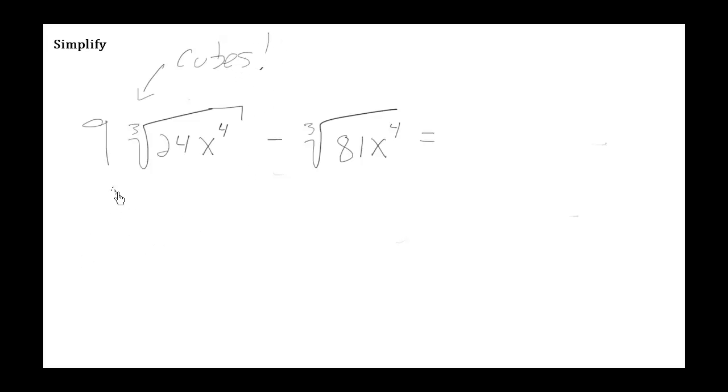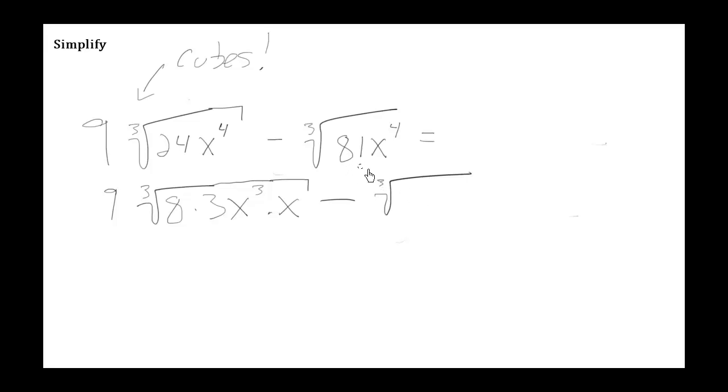So I got a 9 times the cube root of 24x to the 4th. I need a perfect cube in 24. 8 will do. 8 is a perfect cube. So 8 times 3. Work the number first, then work the variable. Same way: perfect cube, leftover stuff. X to the 4th. Is there a perfect cube in there? Yes, it's x cubed, and then I've got 1x left over. Minus stays minus. Cube root, still cube root.